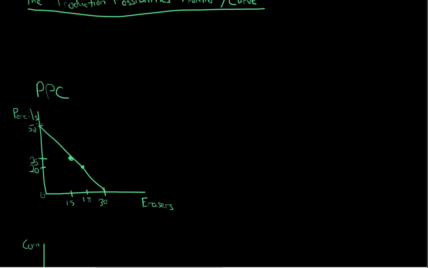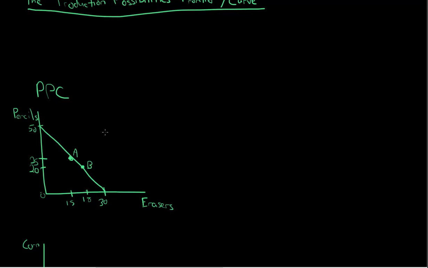If you produce 50 pencils, notice you'll produce 0 erasers in this economy, and if you produce 30 erasers, you'll produce 0 pencils. So basically this curve will show you if you produce this many erasers, how many pencils you produce, and obviously this curve can be made to suit any kinds of goods. But you could also produce 18 erasers and 20 pencils, or you could produce 15 erasers and 25 pencils. So let's say we call this point A and this point B.